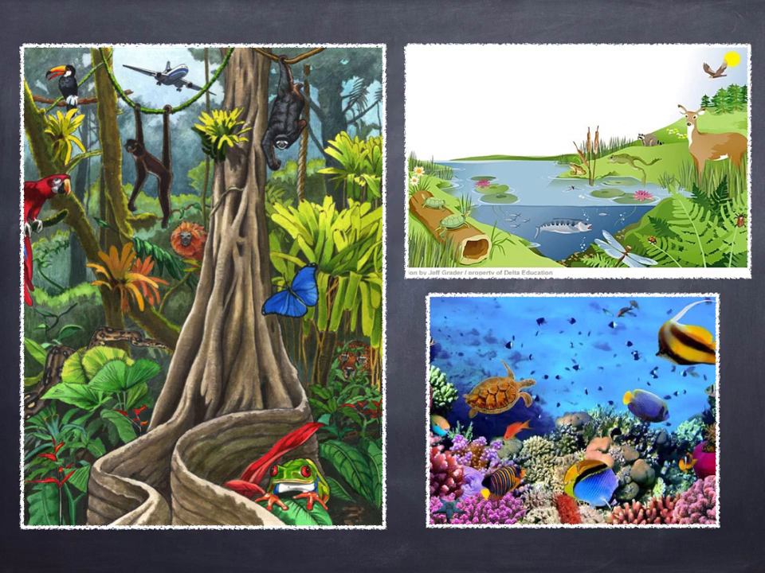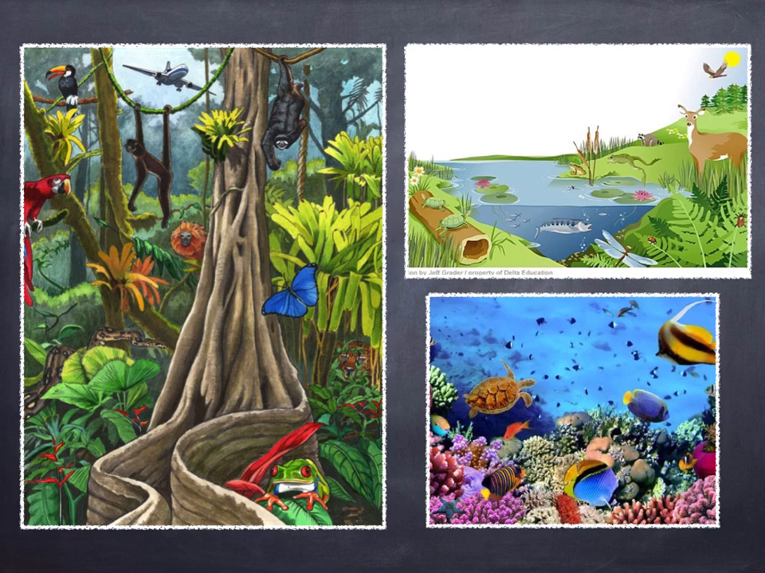On the screen, you'll see 3 different types of ecosystems. The big picture represents a rainforest ecosystem. You see all the different plants and animals that reside there. Up top, you can see more of a forest or a pond type of ecosystem. Has anybody seen a deer before? Maybe crossing the street?